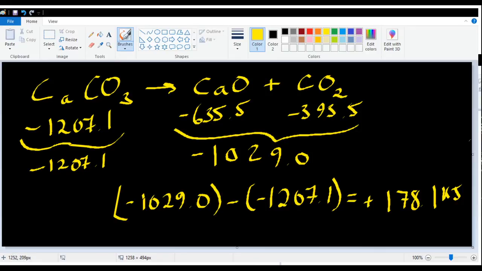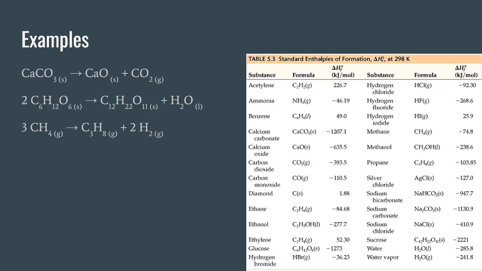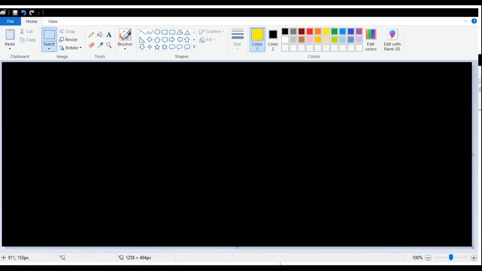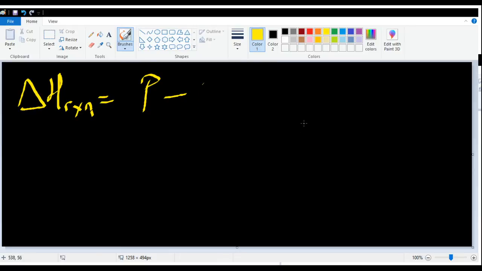Now let's look at the next one. Two sugar molecules combining to make sucrose and water. Okay. This is just a dehydration synthesis for those of you who have studied some biology. So, once again, our enthalpy of reaction is products minus reactants.